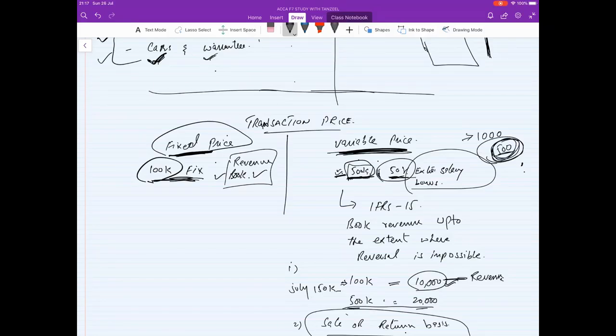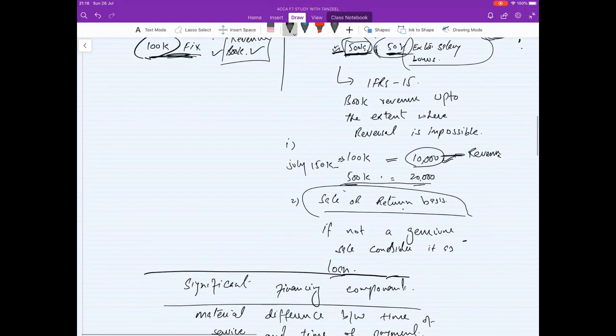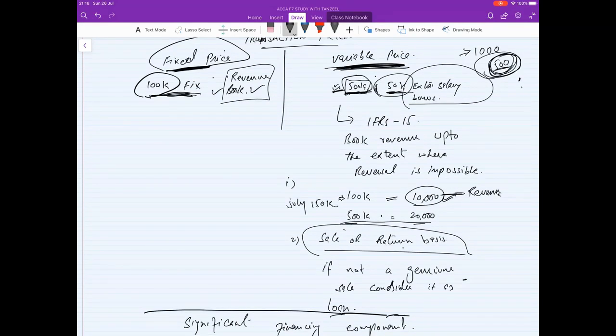Previously IAS 18 did not give you permission to book the revenue, but IFRS 15 allows you to book it. So you can book the revenue up to the extent where reversal is impossible. In variable price you can book your income, your revenue, up to the extent where reversal is impossible. I'll give you the example here, I already wrote it down.